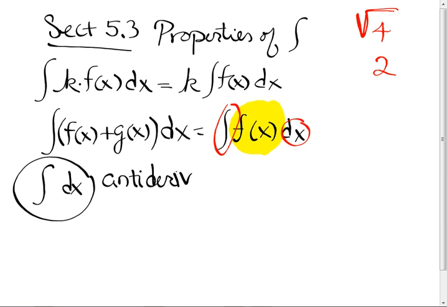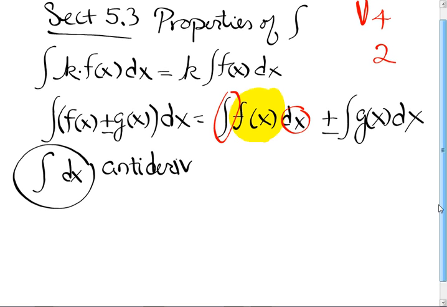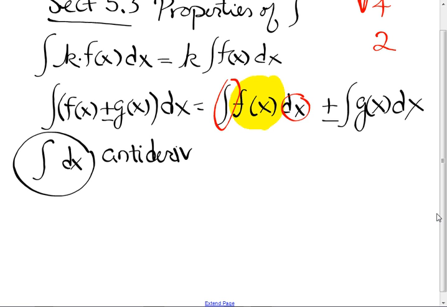Okay, so this one can be written as the integral of f of x dx plus the integral of g of x dx. And you can do minuses as well. So add, subtract. We do not have a property for multiplying two functions together. We're going to have to figure out what to do with that. There is no quotient rule or product rule. Is that okay? There is no quotient rule or product rule.